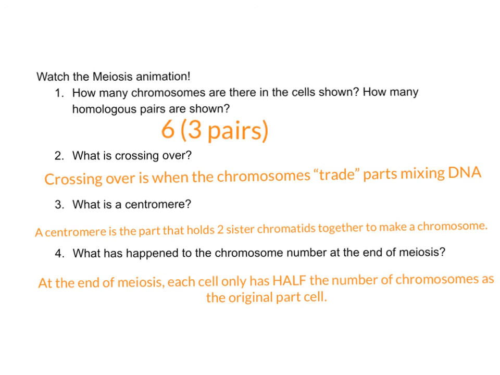And what's happened to the number of chromosomes at the end of meiosis? Each cell only has half of the number of chromosomes as the original cell, and we started with 1, and we have now turned it into 4 haploid cells.